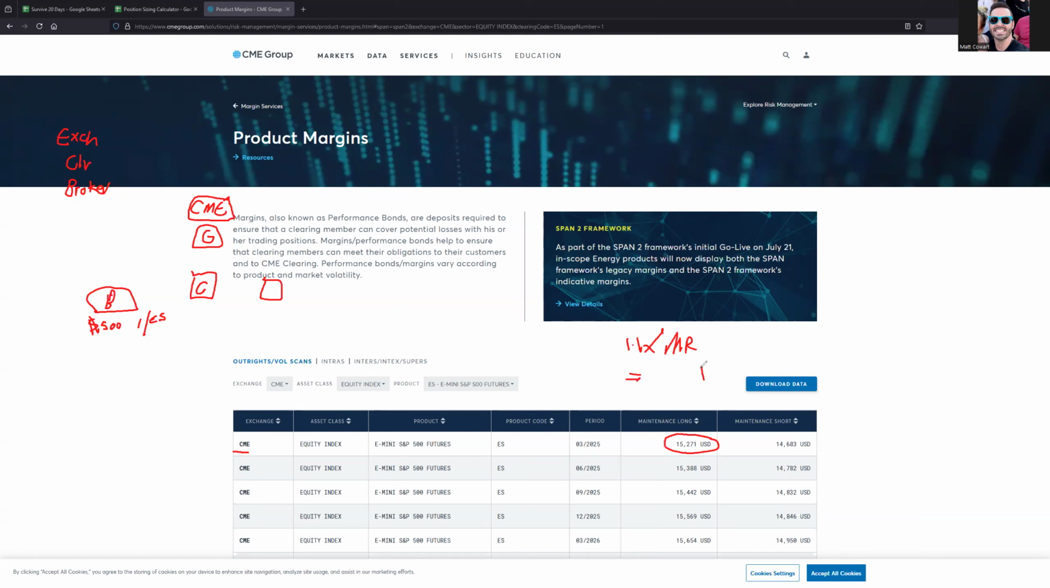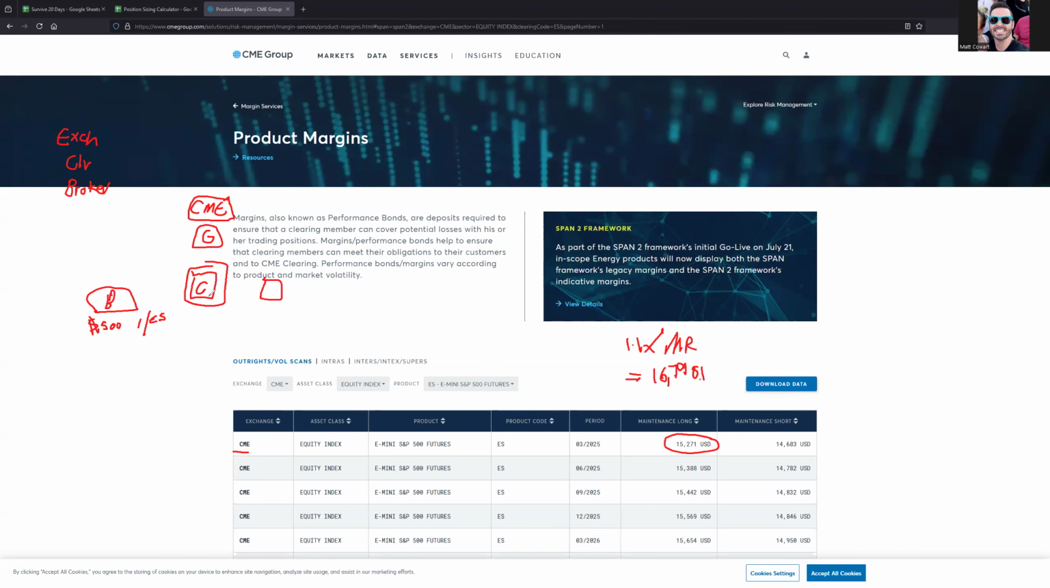So let's do the math really quick. 16,798. But your broker only charges you $500. So who is this requirement actually for? It's actually a requirement for something called a clearing firm.